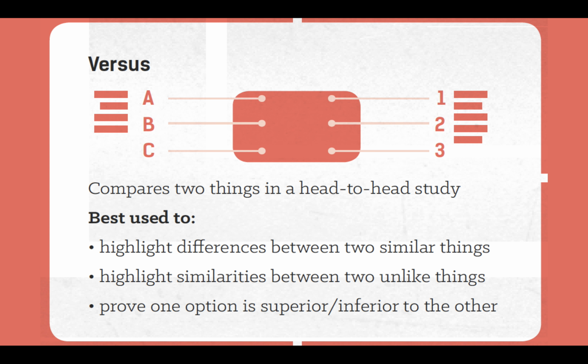Versus, this is an interesting one, helps to compare two things in a head-to-head study. It's best used to highlight differences between two similar things, highlight similarities between two unlike things, and prove one option is superior and inferior to the other one. Say, for example, here you make the argument that A, B, and C in total are the positive points, 1, 2, 3, or maybe the negative points, and then from seeing it, the viewer would say, oh, ABC is better than 1, 2, 3.